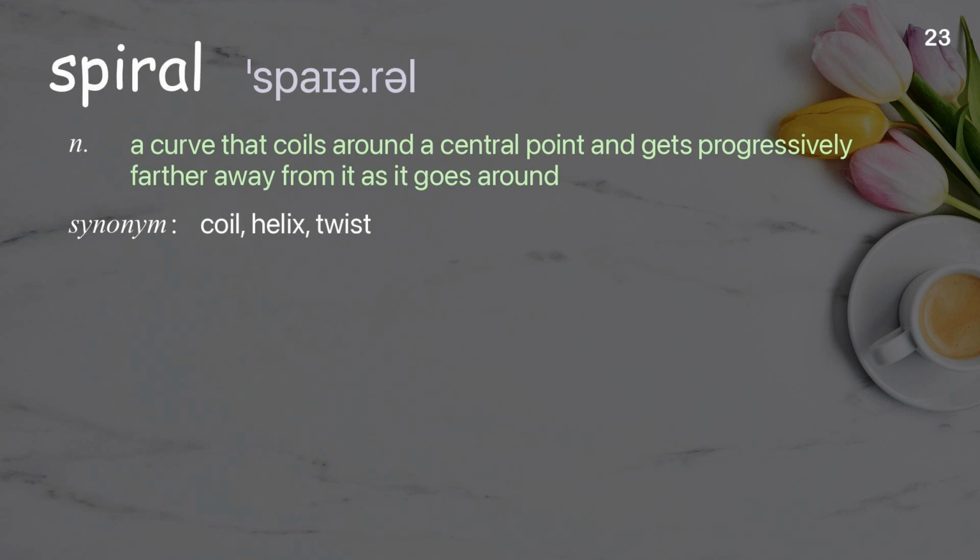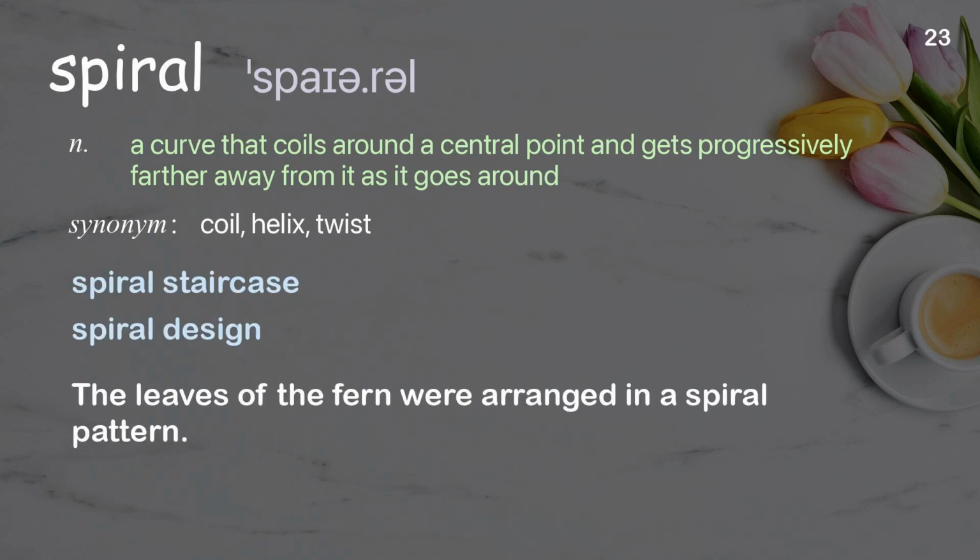Spiral. A curve that coils around a central point and gets progressively farther away from it as it goes around. Examples: spiral staircase, spiral design. The leaves of the fern were arranged in a spiral pattern.